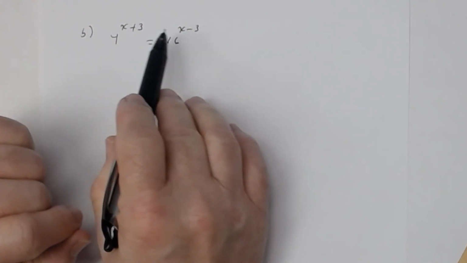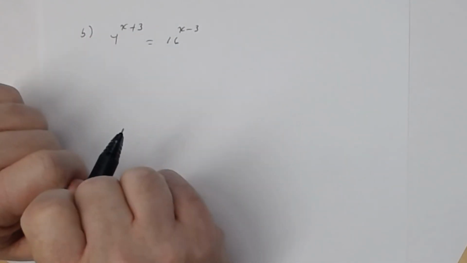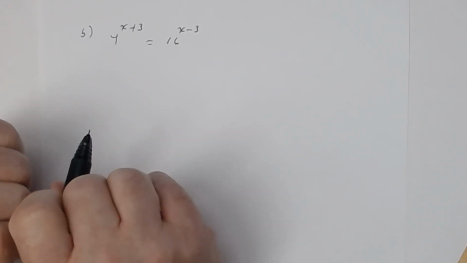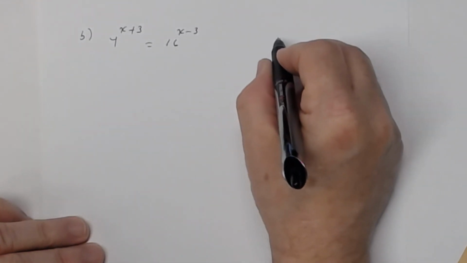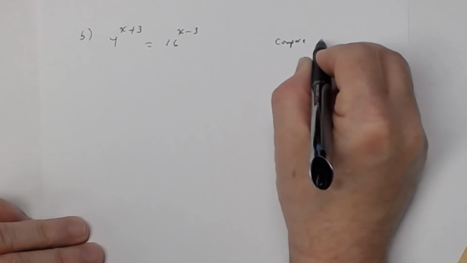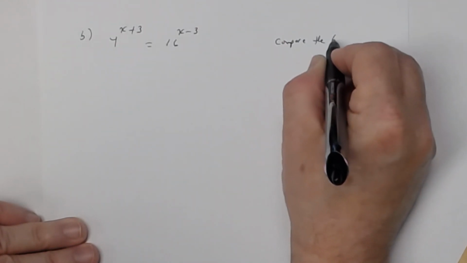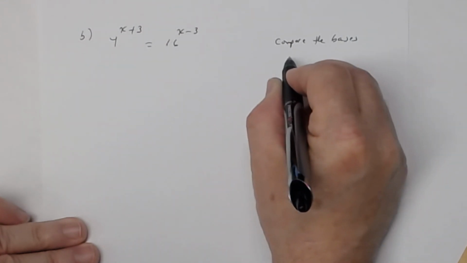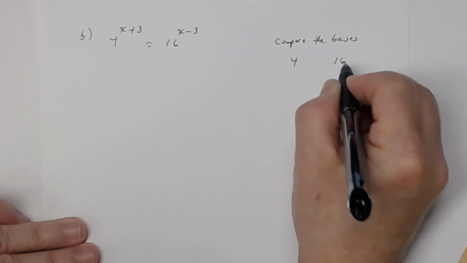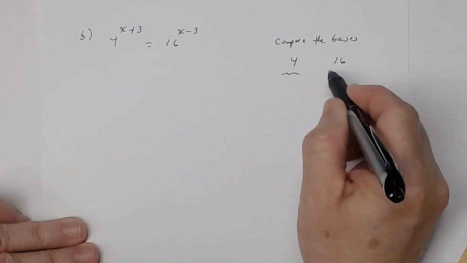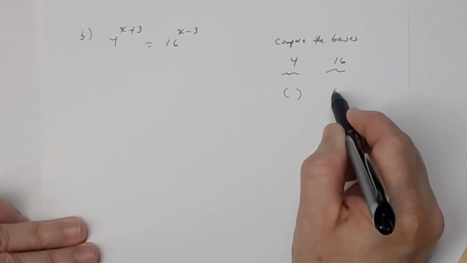Now, don't set them equal to each other just yet because the bases are not the same. This one's 4, this one's 16. So what you want to do now is to compare the bases. See if you can get the bases to be equal to each other. All right, so let's compare the bases. So let's see if we can rewrite 4 and 16 so that they have the same base.